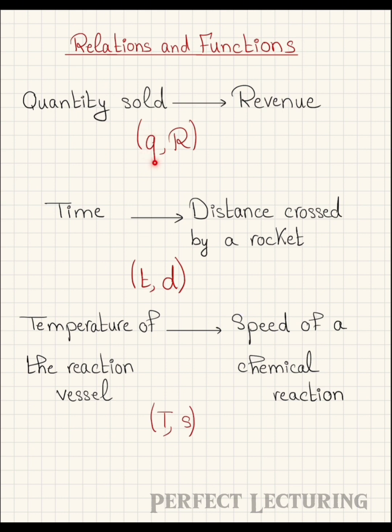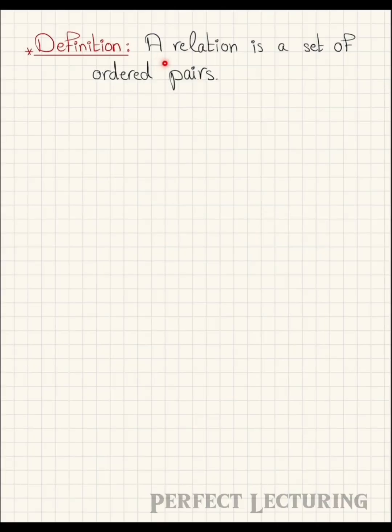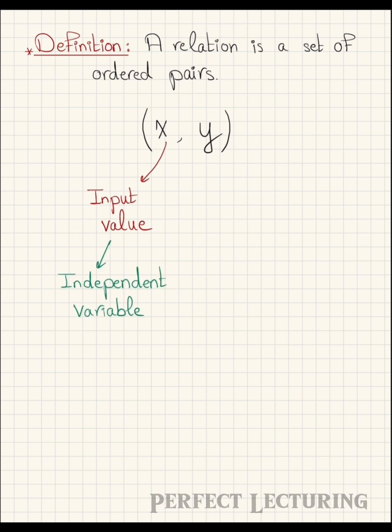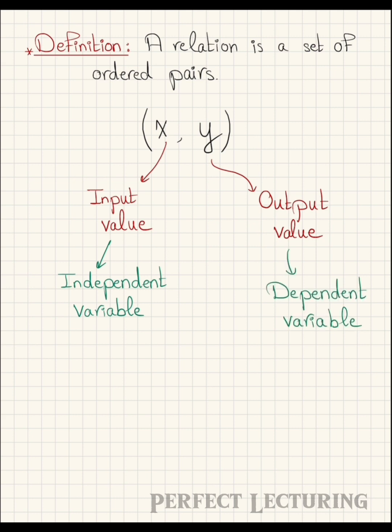The first component in each pair is the input value, and the second component in each pair is the output value. Now in each of these examples, if I put all the pairs in one set, this set is called a relation. Thus, a relation is a set of ordered pairs. We usually denote the first component of an ordered pair by X and the second component of this pair by Y. As we said, the first component is the input value or the independent variable, and the second component is the output value or the dependent variable.